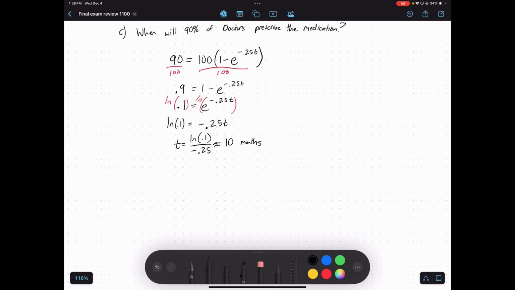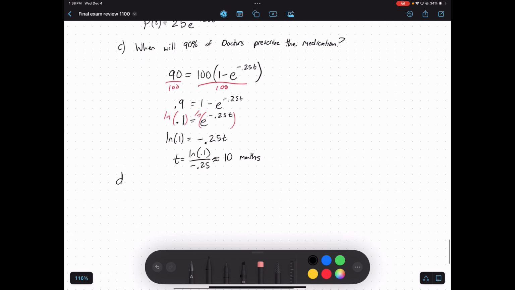Okay. Part D. Part D asks the question, what's going to happen if I let time get infinitely large? What's going to eventually happen? The heat death of the universe? Yes. Besides that, what do we expect to happen with this medication over the course of a long period of time? Well, I mean, the exponent will go towards 0.